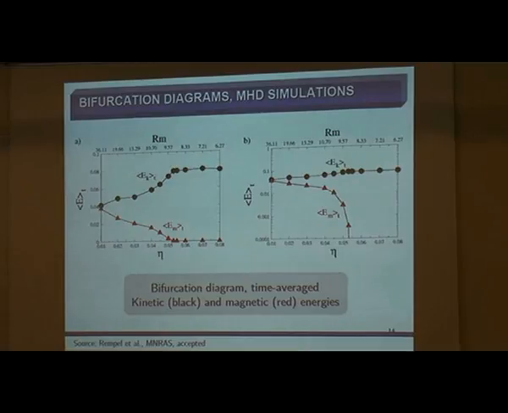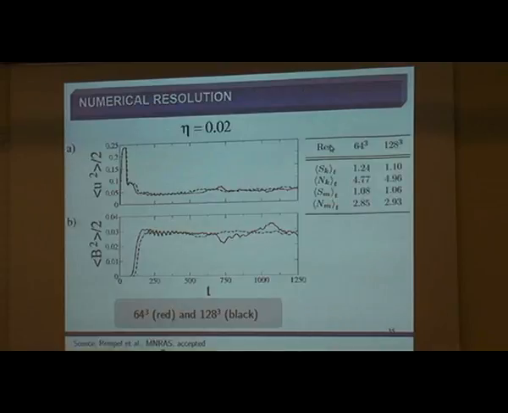Did you try to check your results for different resolution? Yes, it's the last slide, I think. This is a suggestion by the referee of the paper, so I did it with 128. This is a time series. The dashed black line is 128, and the red is 64, for this particular number only. I didn't check any others because I wanted to publish the paper, so just this one test. The average value of the kinetic and magnetic energy seems to be the same.